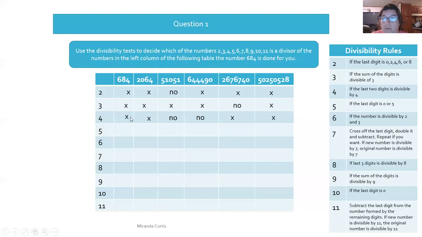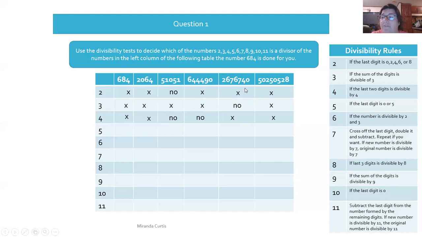So we know it's going to be divisible by 4. Then we looked over here again, our next number, the last digits are 64. We know it's going to be divisible by 4. Then we look at our 51051. It's not divisible by 4. Try to divide it in again, you get point something. Then we look up here, even though there's 4s in here, it's not divisible by 4. I tried.